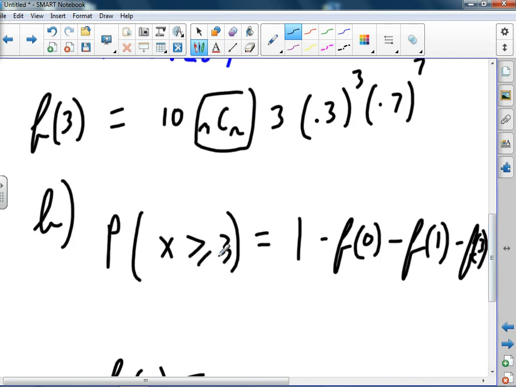Okay, so the probability of being greater than 3 is 1, the probability of everything, minusing the probabilities of only having 0, 1, or 3 out of 10. So I have 10 people, 0 of them could have not taken mass transit. 1 of them could have not taken it, 3 of them could have not taken it. I subtract those probabilities away from 1, and that tells me the probability of greater than or equal to 3 people taking it. Would you also need f of 2?